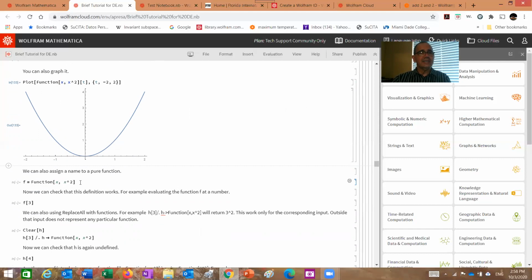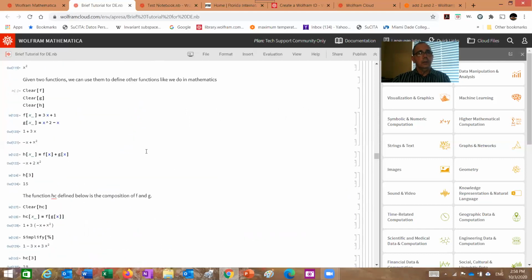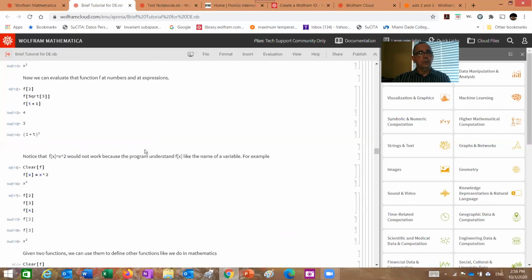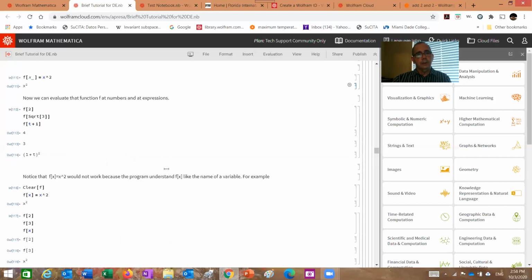This is another way of assigning a name to the function. We have seen a way before. Let me go back here to where, when we did this, f evaluated at x with the underscore is going to be equal to x to the second. This is a way of saying that the function f is defined by that formula.